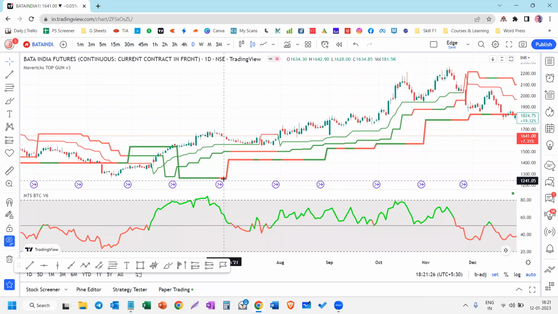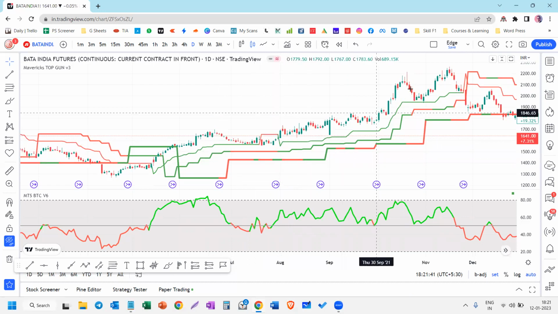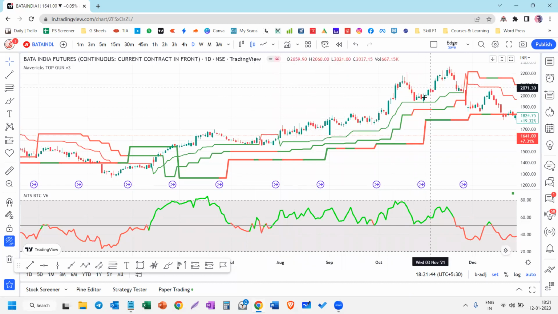Some people also ask me, if this becomes red in color, should we exit? No. Until the super trend is broken, don't exit. So once again, if the price is above all three super trends, go in that direction. If the price is below all three, go in that direction.